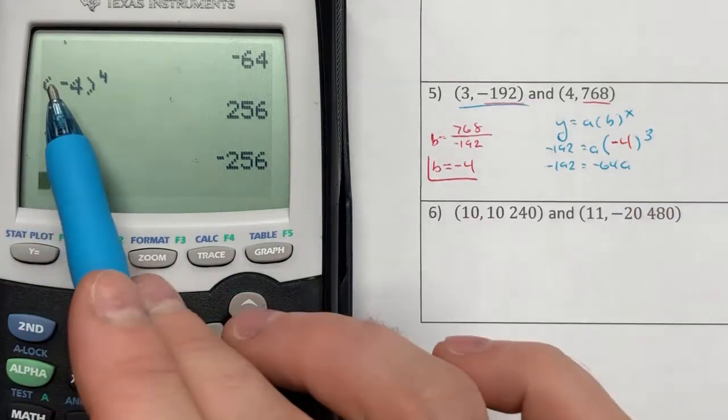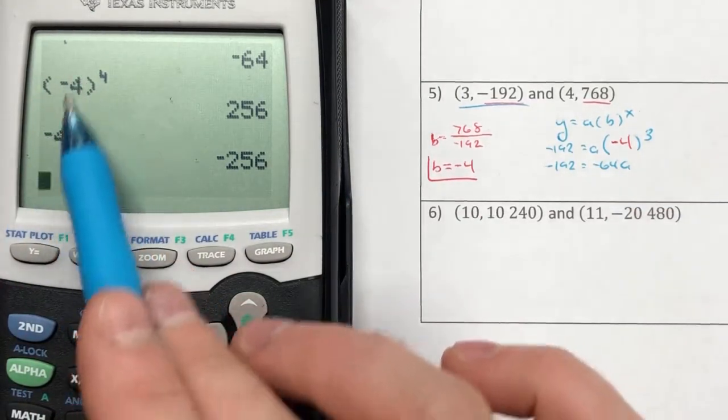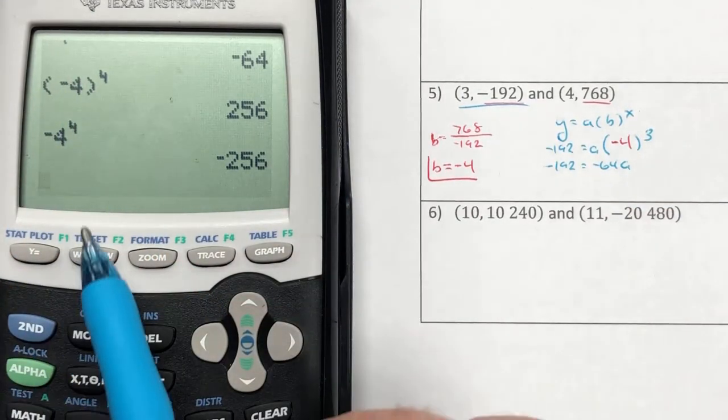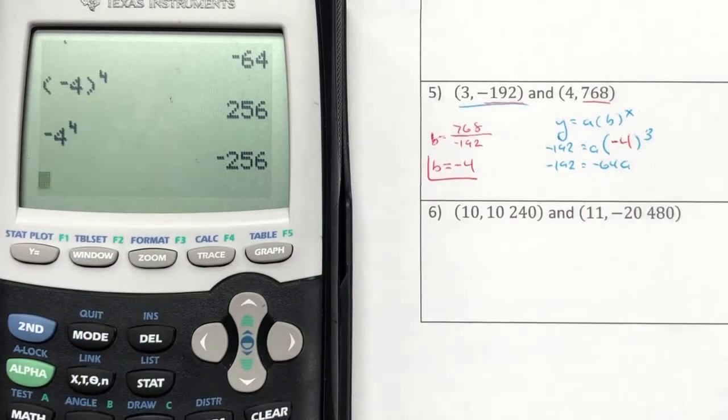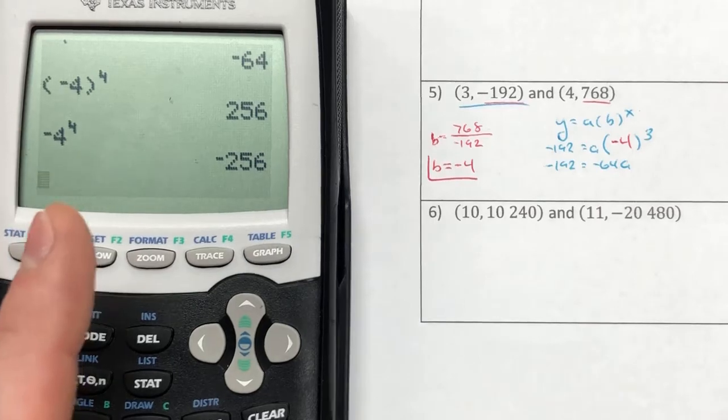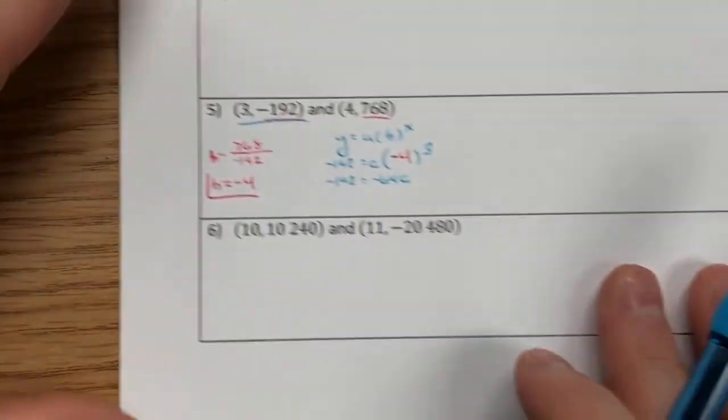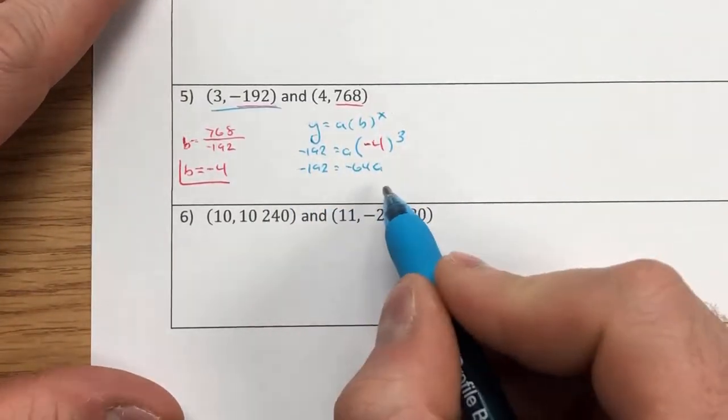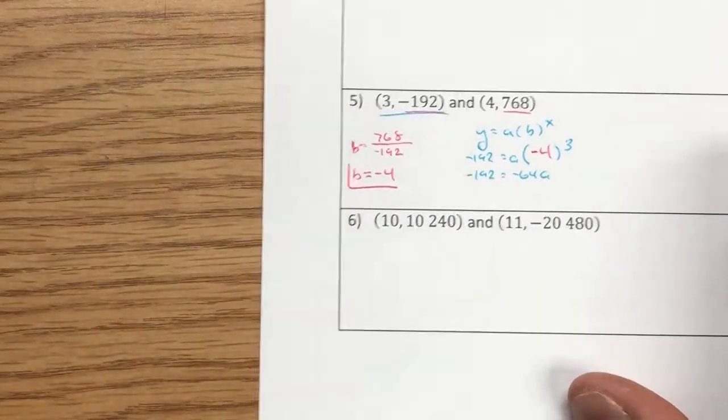Why? Because the calculator doesn't include the negative unless you tell it to. So you want to be very careful when you're typing numbers and raising them to powers if there's a negative involved. Always include parentheses if you can include them. Okay, so I get my negative 64 a. Not quite done with this.